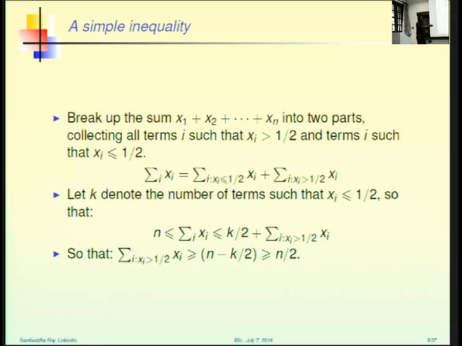That's because k is the number of terms and n is the total number of terms. So k is less than n. This k by 2 is something less than or equal to n by 2. So therefore, what you are leaving behind is at least n by 2. Okay. So there's nothing much going on. This is just a warm up.